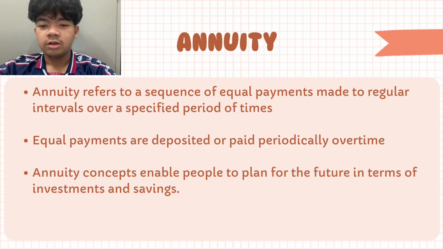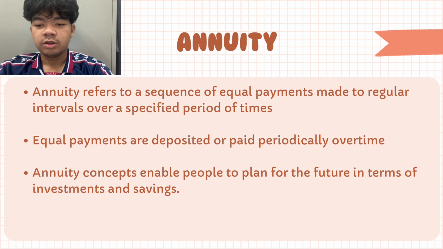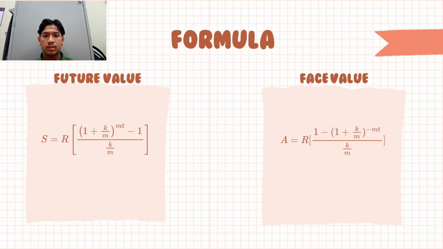So basically, annuity refers to a sequence of equal payments made at regular intervals over a specified period of time. Equal payments are deposited or paid periodically over time. Annuity concepts enable people to plan for the future in terms of investment and savings.